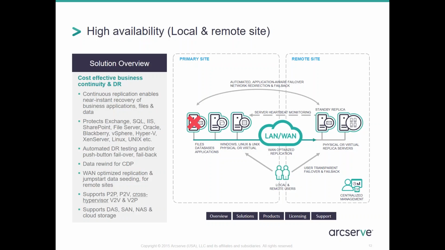The RPO in UDP is as frequently as your backup policy, so it could be every 30 minutes, every hour, twice a day, or once a day. With real-time replication and high availability, you get a near zero RPO. We're using continuous data protection, CDP technology, and asynchronous block level replication to replicate physical or virtual machines either to a physical or a virtual DR environment.